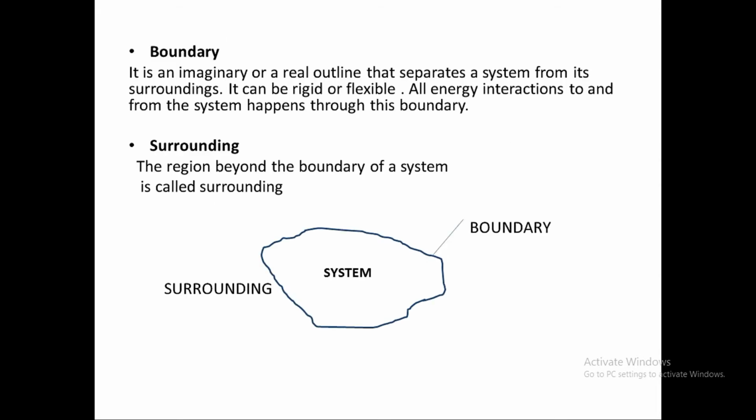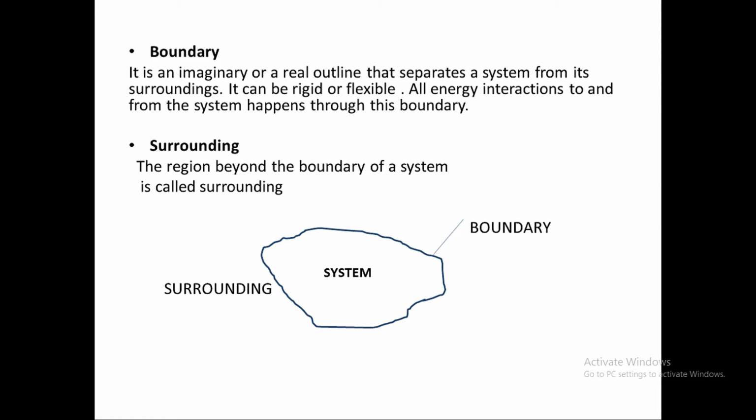So in this there is a boundary. It is an imaginary or real outline that separates a system from its surroundings. It can be rigid or flexible. All energy interactions to and from the system happen through this boundary. So boundary is like a gate which marks the outline of the system we study. The system's interaction with the surroundings is separated by a boundary. So all interactions happen at this boundary. That's very important.